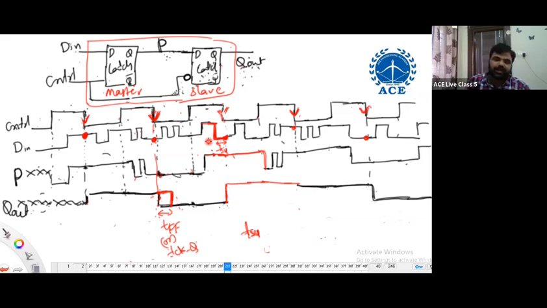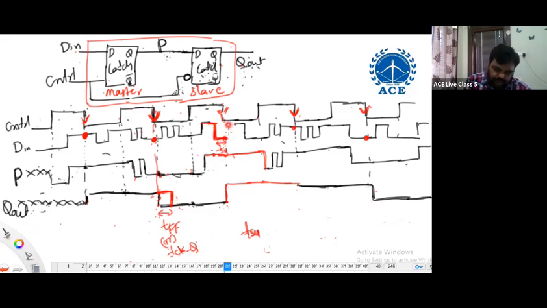Yes, it is meeting setup time. But then exactly at the edge, it may be changing again. If it is changing like this, again it's a problem. It is meeting the setup requirement. It is expected to be a 0, but again at the edge, it is changing from 0 to 1. We can understand this problem clearly soon.